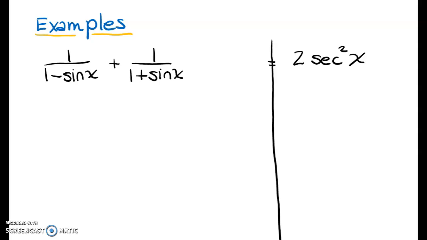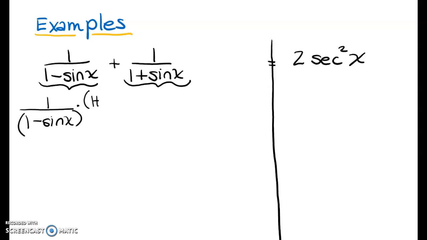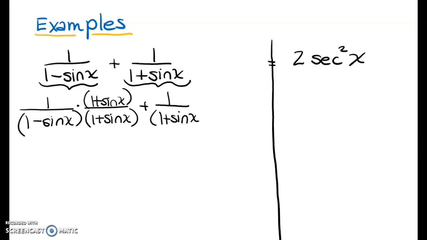I notice right away that I have a binomial in my denominator, and whenever I see a binomial in my denominator, I automatically think of multiplying by the conjugate. So I'm going to multiply both of these by the conjugate of the denominator. Remember, I have to multiply by the number 1. I can't just multiply by the conjugate in the denominator, or else I change the value of the fraction. So the conjugate of 1 plus sine of x is 1 minus sine x over 1 minus sine x.